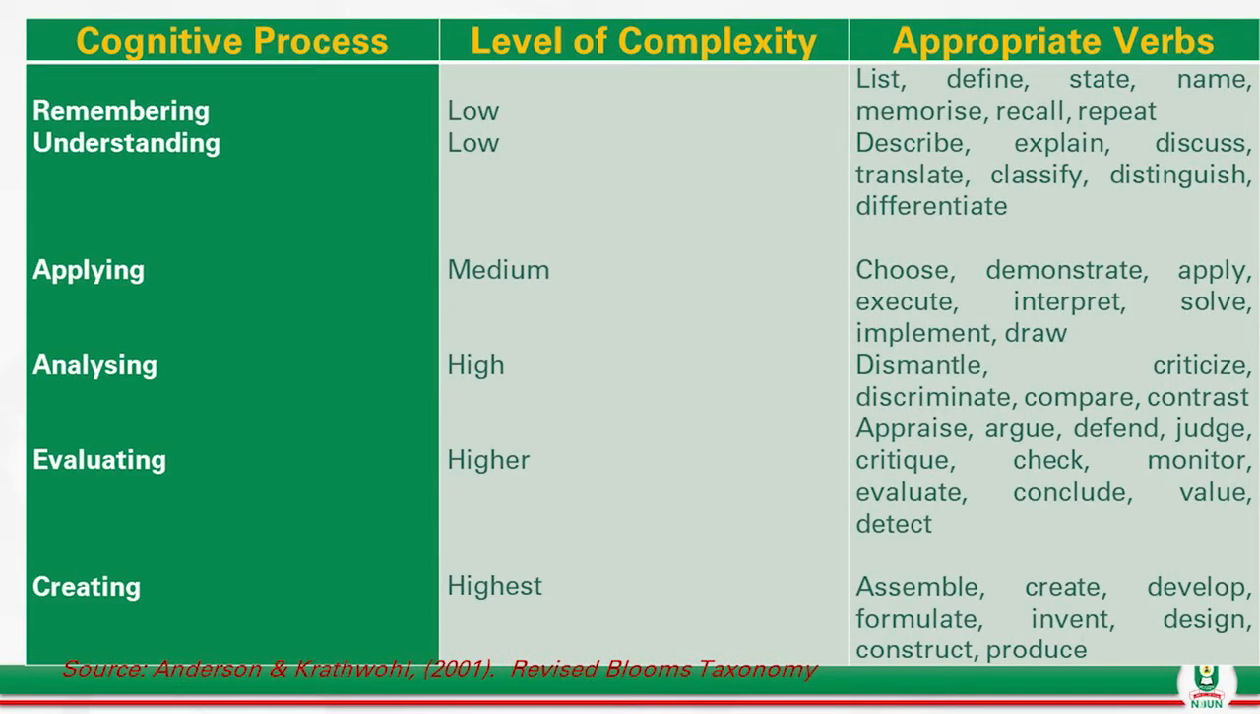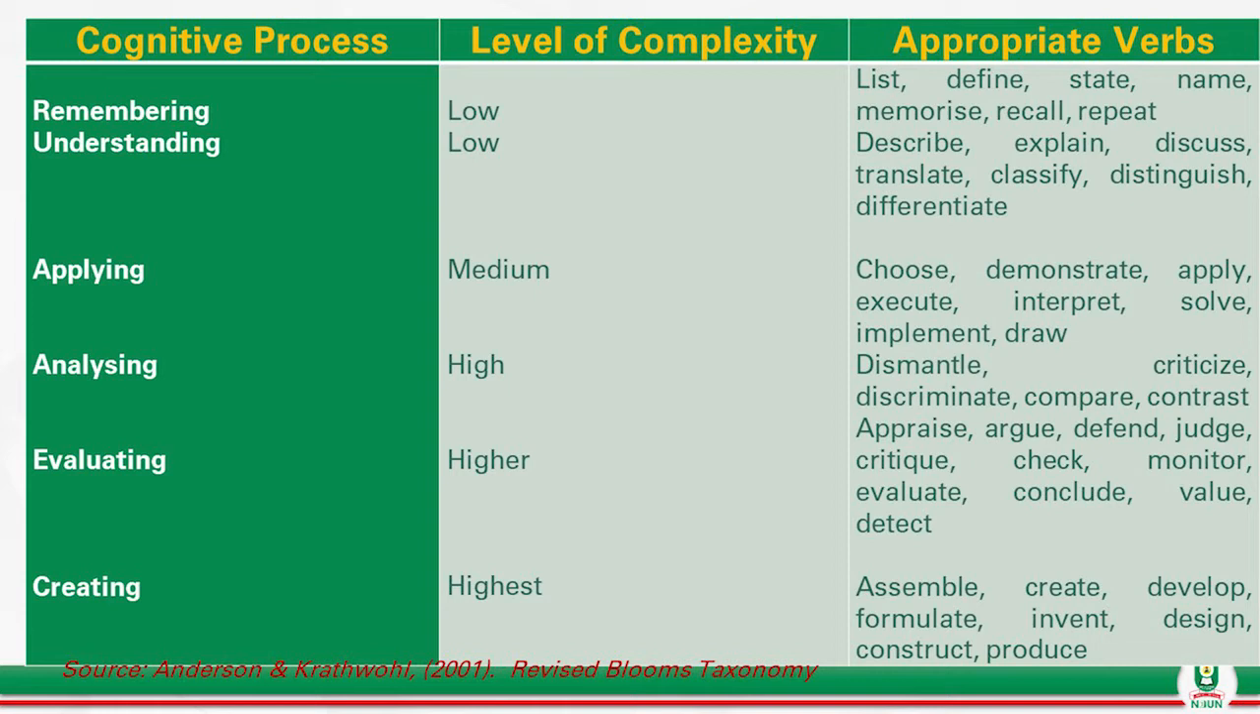Now, we are looking at taxonomy of learning. Anderson and Krathwohl modified Bloom's six levels of taxonomy for learning, which are the basis for you to generate learning outcomes for OER content. So in this particular taxonomy, we have the cognitive process, level of complexity, and appropriate verb that you will need to use.